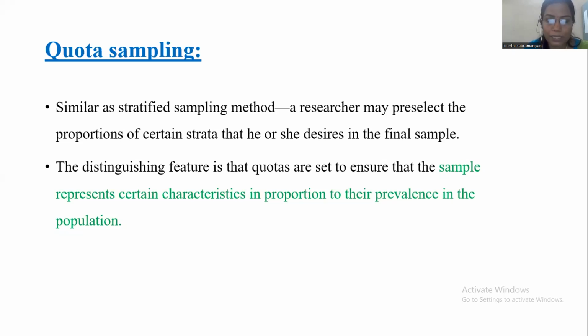The first step is the same, that you are going to stratify. So 80% I'm going to reserve for girls, 20% for boys. But how I'm going to select that 20% is what makes the change.